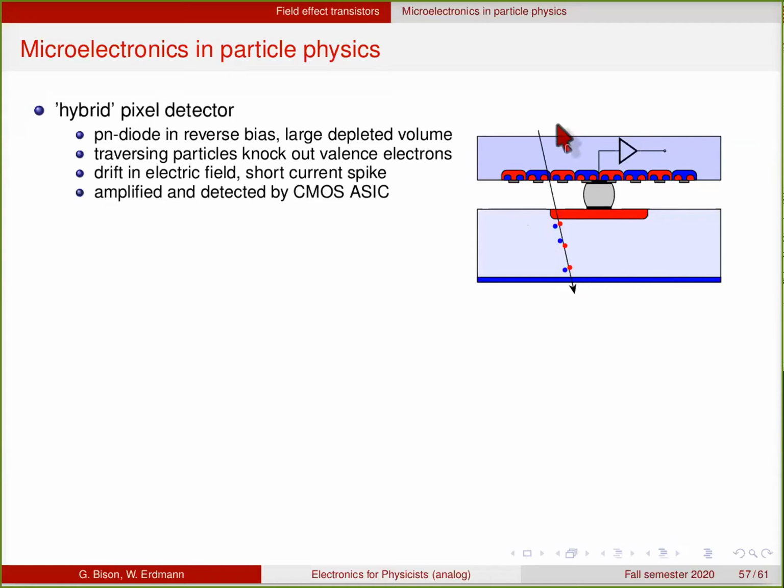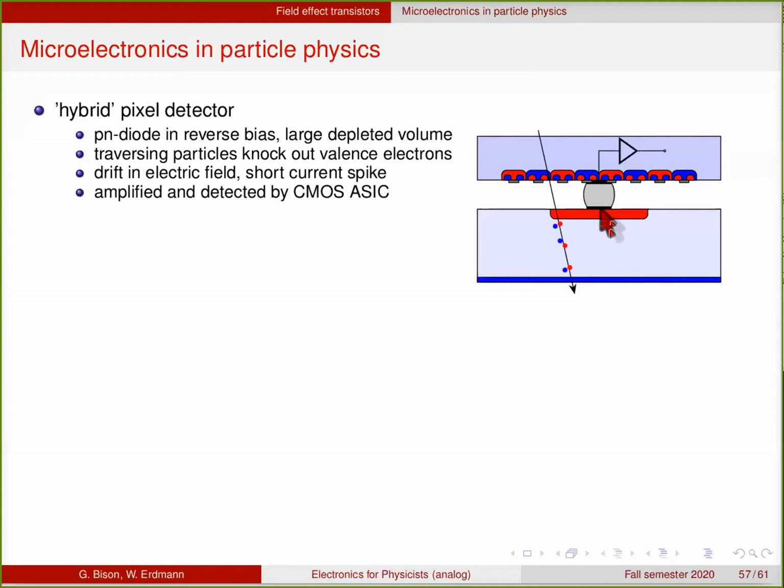And when a particle flies through such a depleted volume, it occasionally knocks out valence electrons from the silicon atoms in this depleted volume. And because there is an electric field here in this volume, these electrons will be pulled away from the track and will be collected at these electrodes, the P and the N side. So you collect the electrons here and the holes on the other side. And this produces then a short current spike. So whenever a particle flies through our detector, we see a short current spike, and this needs to be amplified.